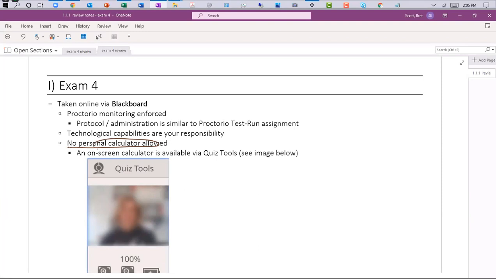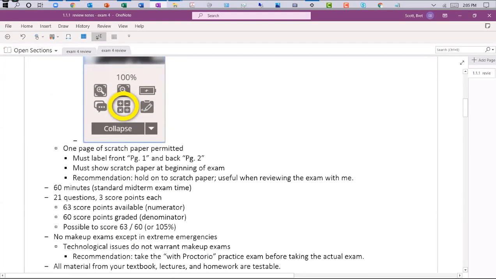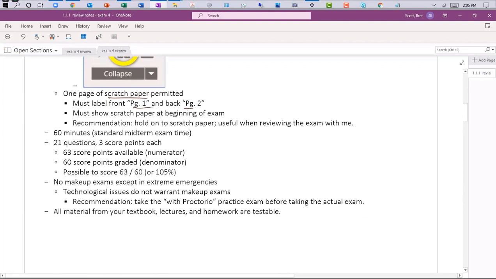Just make sure that you're getting through all of those administrative steps at the beginning of the exam, and then forget it. If you think you forgot something, email me. Try to be as proactive as possible. You still get one piece of scratch paper, label it page 1, page 2.